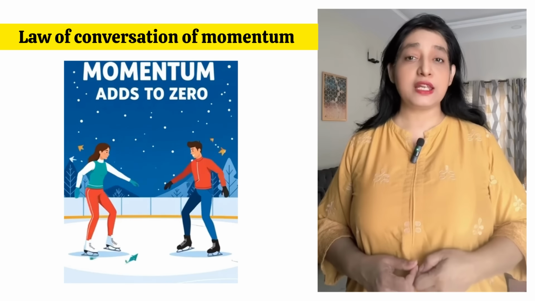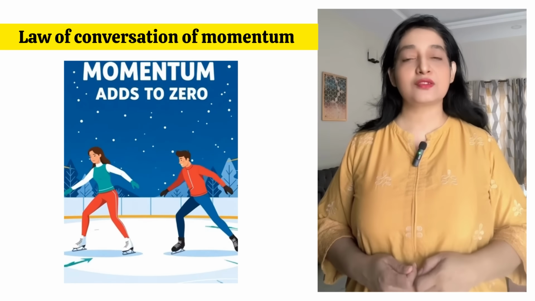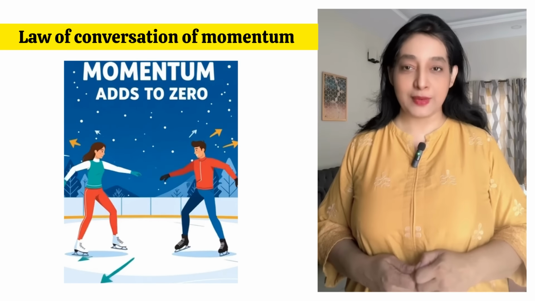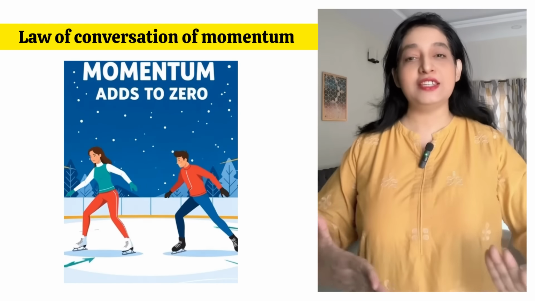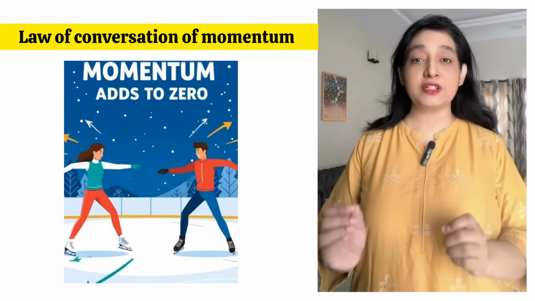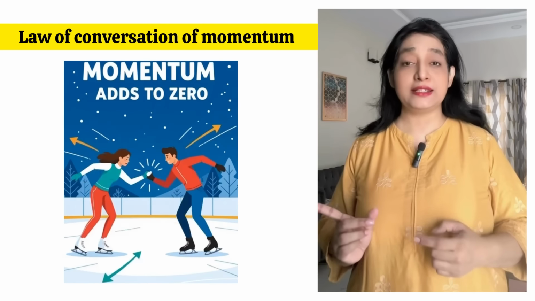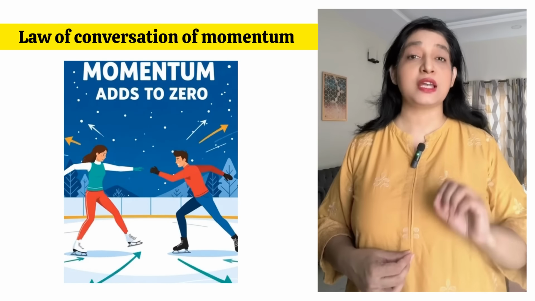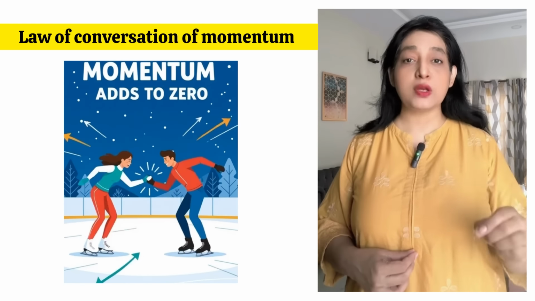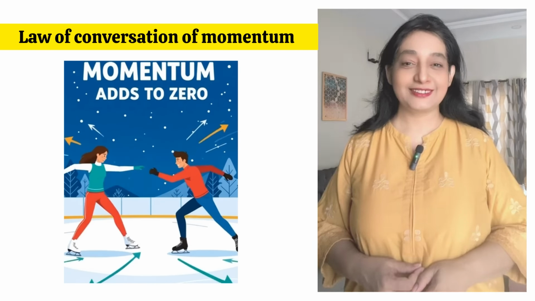Momentum is conserved in a closed system where no external forces act. This is called the law of conservation of momentum. Think of two ice skaters pushing off each other. They move in opposite directions but their total momentum stays the same. Look at the diagram: two ice skaters pushing apart with arrows showing momentum, vectors adding to 0.